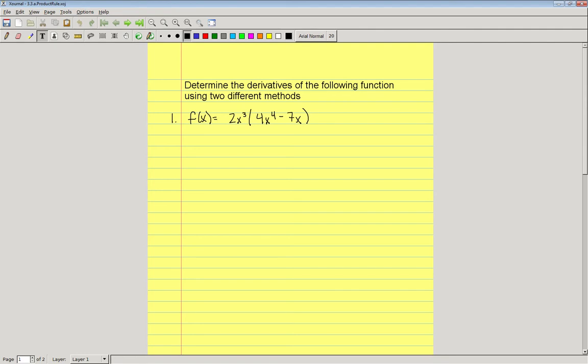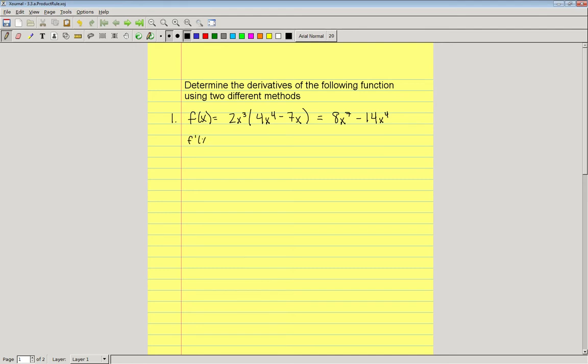We would like to start off by determining the derivative of this function f of x using two different methods. We're going to start off by multiplying it out and using the power rule and our sum and difference properties, and then we're going to apply the product rule to show that the answer is the same. So let's rewrite this by distributing 2x cubed. 2x cubed times 4x to the fourth is equal to 8x to the seventh power. And then 2x cubed times negative 7x is negative 14x to the fourth power.